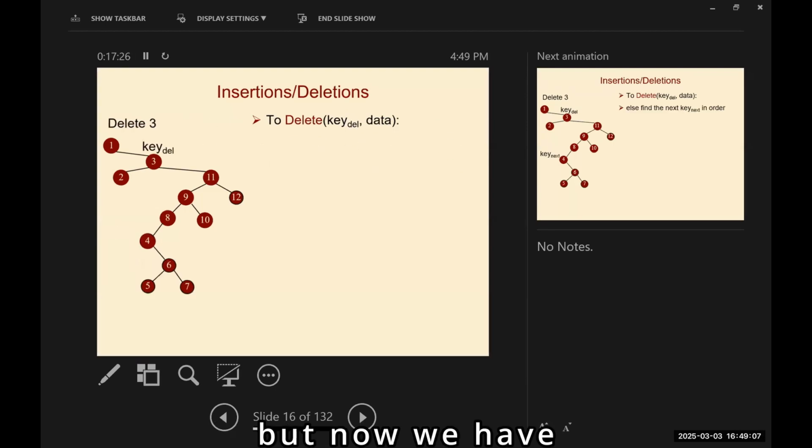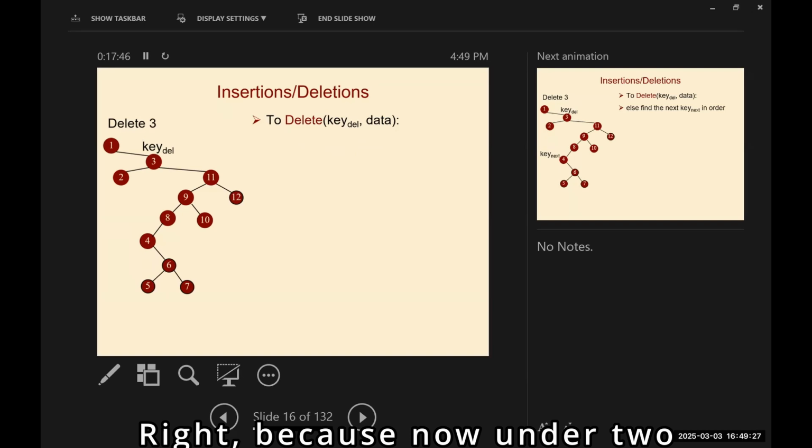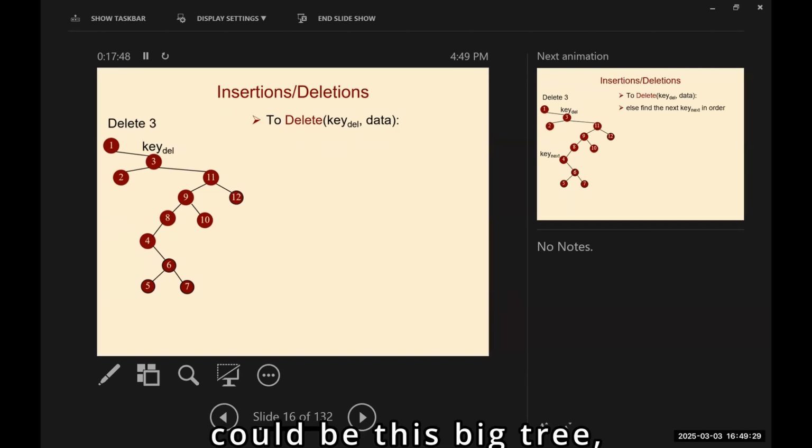All right. But now we're deleting the 3, and it has 2 children, right? So that's a bit of a problem. And what are we going to do, right? Because now the tree under 2 could be this big tree, right? And under 11 is this big tree. And we're deleting something, and we want it to be gone, right? We could say, hey, there's nothing here, but we want it to be gone, right?